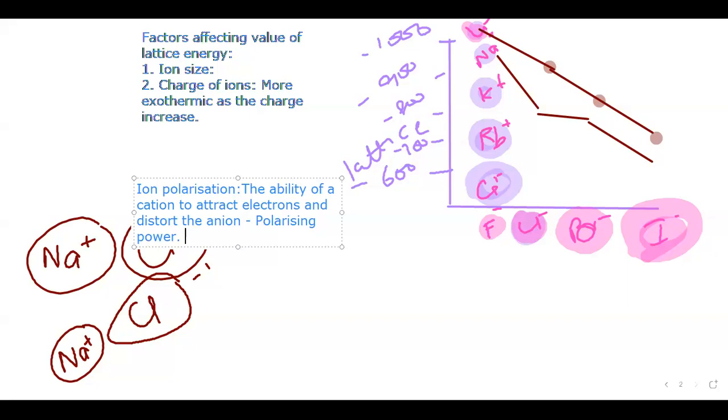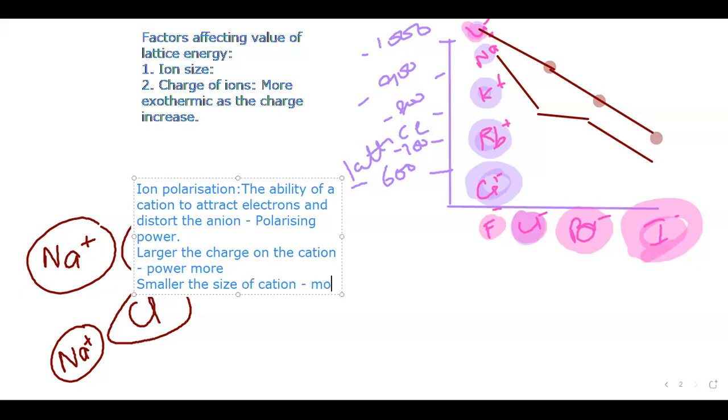Now, when we talk about polarization, it depends upon two things: the cation and the anion. The larger the charge on the cation, the more polarizing power it is going to have. The larger the charge, the more it is going to be able to attract the electron cloud towards itself. The smaller the size of the cation, the stronger the polarizing power, because the smaller it is, the greater the charge density. That charge is now distributed over a really small size, so that ability to polarize is going to be much, much higher.